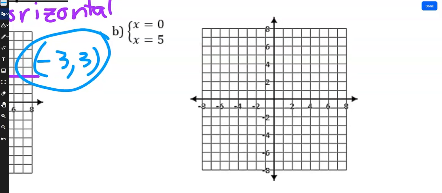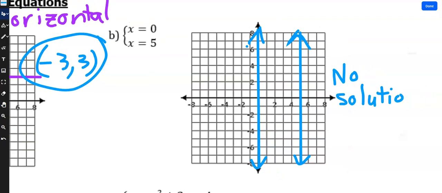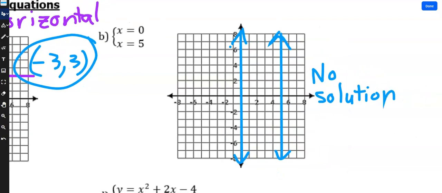Well, what happens when you come to the next one? These are both vertical lines, right? Okay, so x equals 0, vertical line, right down the middle. And x equals 5. Another vertical line over here at 5. So we got our two vertical lines. Oh, they're parallel. No solution. Because nothing crosses.